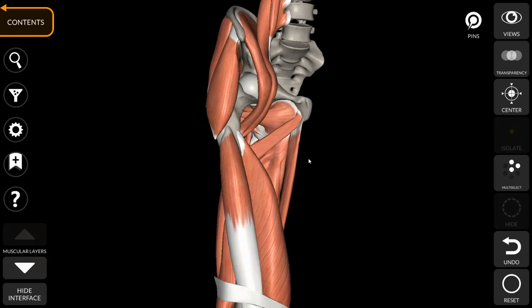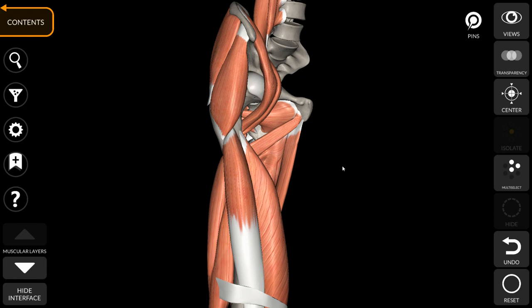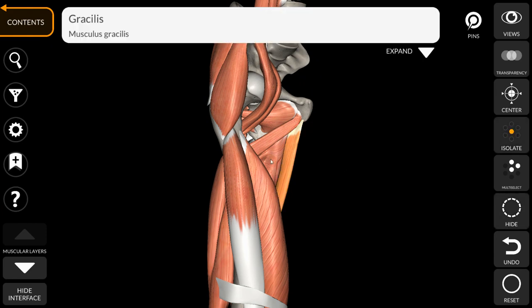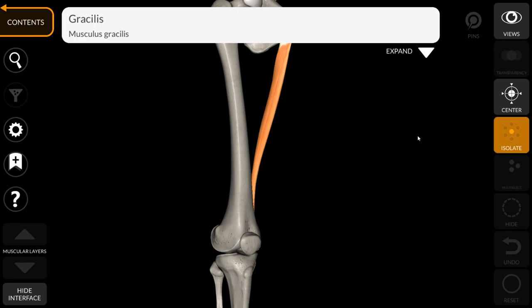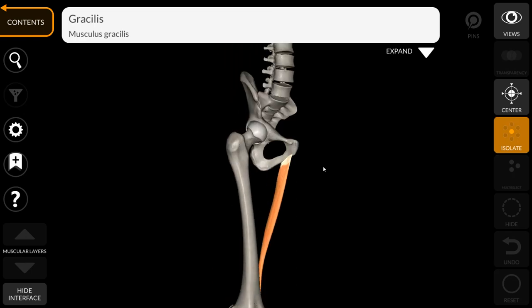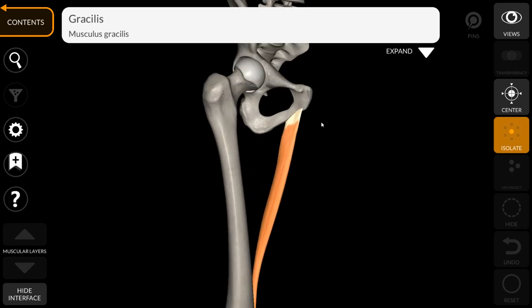Now, the most medial muscle among all these adductor muscles, basically, is your gracilis, right? So this is your gracilis actually. Your gracilis originates from where? It originates from your inferior ramus of pubis.